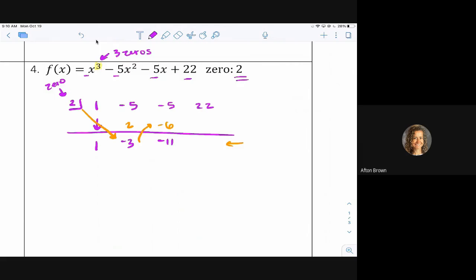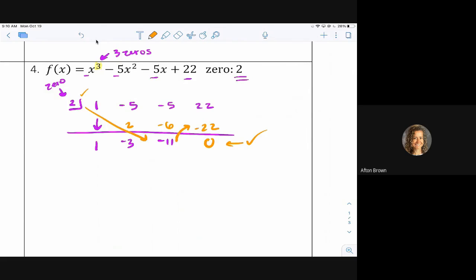Let's see if I can keep going. You guys are probably faster than me. So I do synthetic division again, -22, and I'm thrilled because there's a 0 again. That's what we expected. I expected it to be a 0 because we divided out the 0 that they told us.